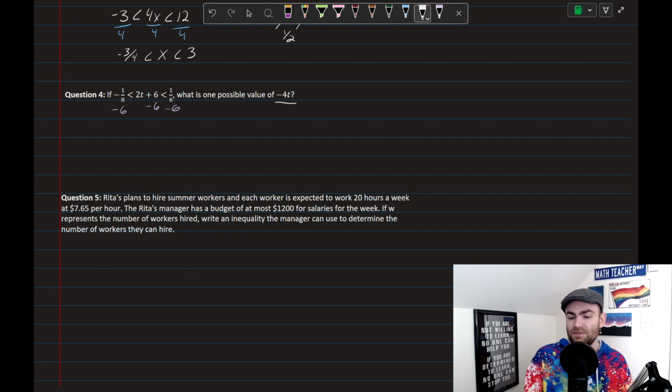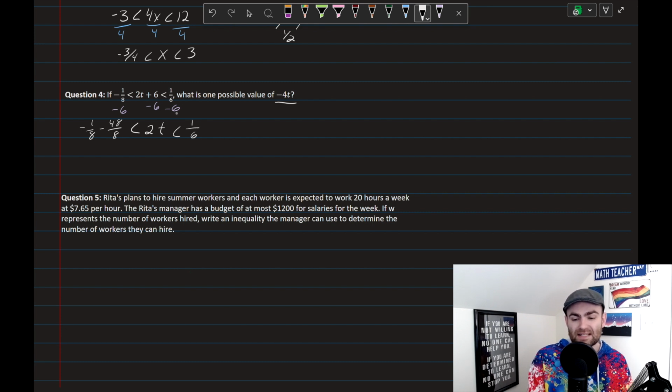And that is going to make some of you uncomfy because you don't like fractions. But fractions are not scary. So to turn the 6 into a fraction compatible with the 1/8, we are going to multiply 6 by 8. 6 times 8 is 48. So we have negative 1/8 minus 48 eighths is less than 2t, which is less than 1/6.